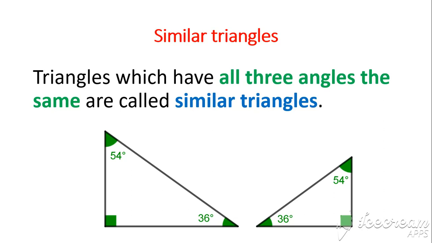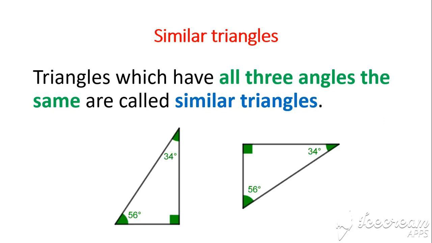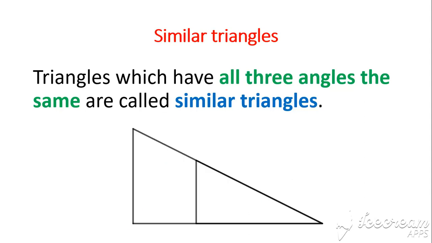In this similar triangle, you'll notice that it's been reflected or flipped over a mirror line. In this similar triangle, you'll notice that one has been rotated. This is a weird looking similar triangle, but you need to understand that the smaller triangle is similar to the larger triangle. So this triangle here, which has these angles, is similar to the larger triangle, which has the same angles.